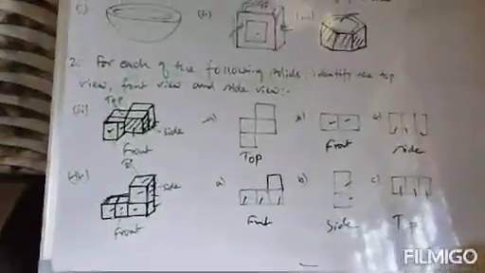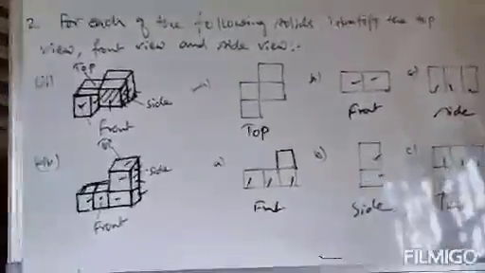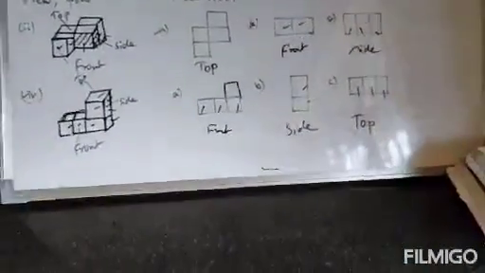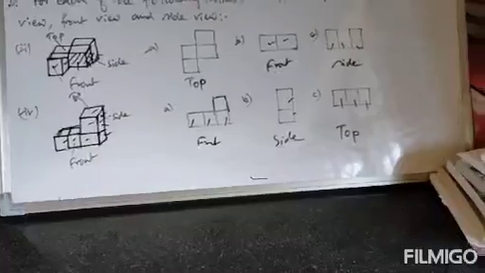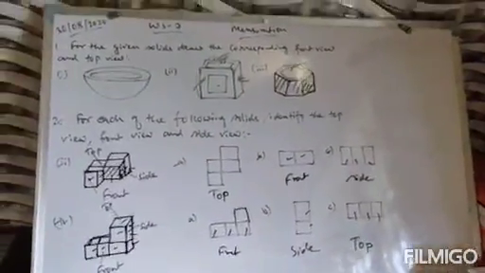So you have to just identify which one is top, which one is front, and which one is side. Clear? And tick the appropriate option. So clear? So that's it. This worksheet is a small worksheet, and that's the end of this topic.